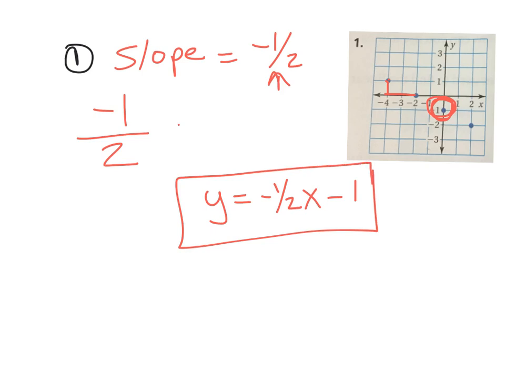Like that. Okay, so if just counting the blocks doesn't make sense to you, then remember to do rise over run, which is y2 minus y1 over x2 minus x1. It all works the same. All right, let's look at number 2 on your own. This is a table.